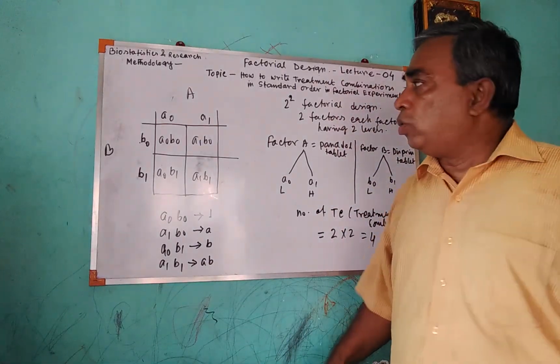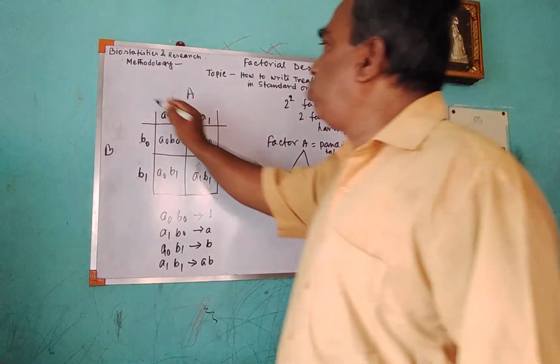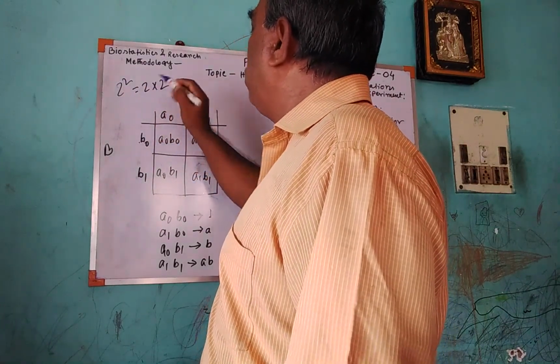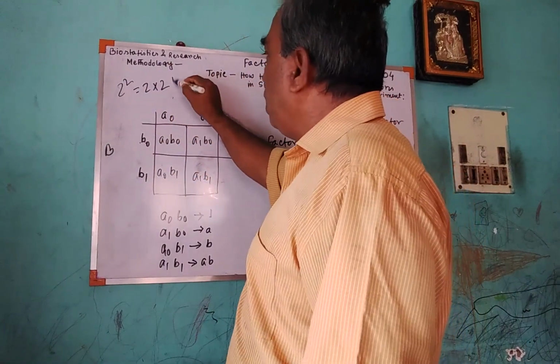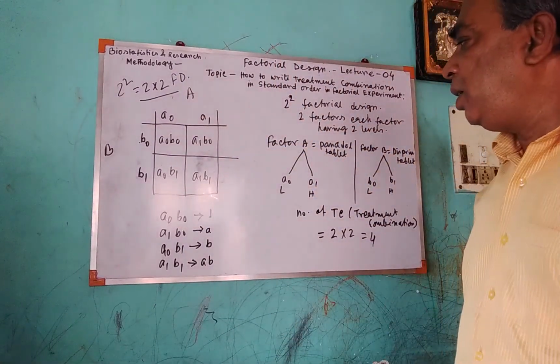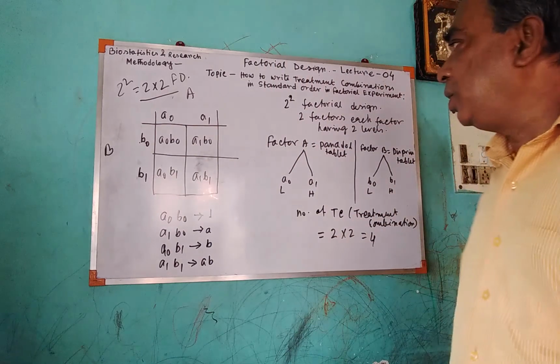Okay. So, 2 square factorial design. This can be written as a 2 by 2 factorial design also. These are the treatment combinations.